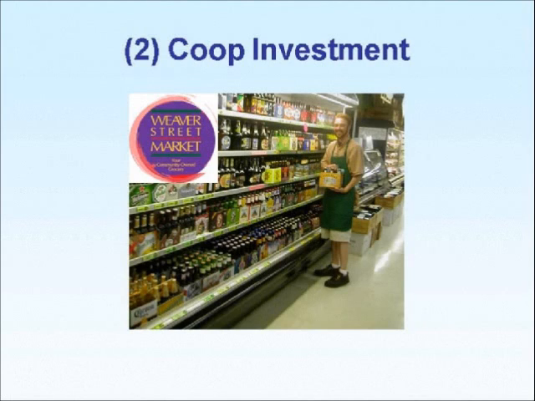So the Weaver Street Market is an example I have here. Weaver Street is a 13,000-member consumer co-op, grocery co-op in Carrboro, North Carolina. They needed a third store. They needed $1 million. They borrowed it from their members, paying 5 to 8% per year.